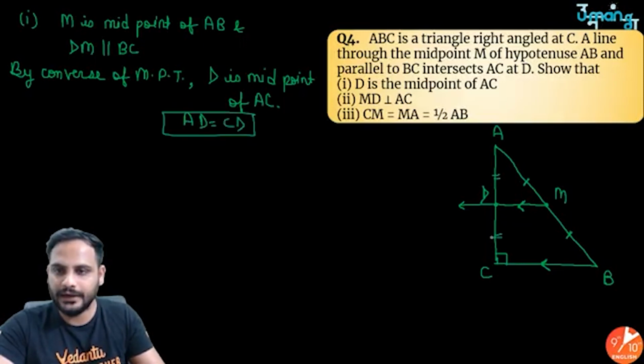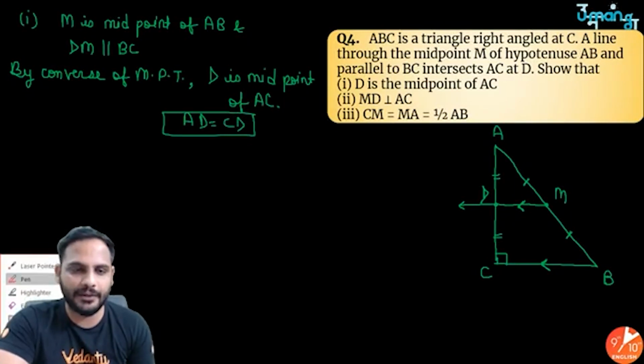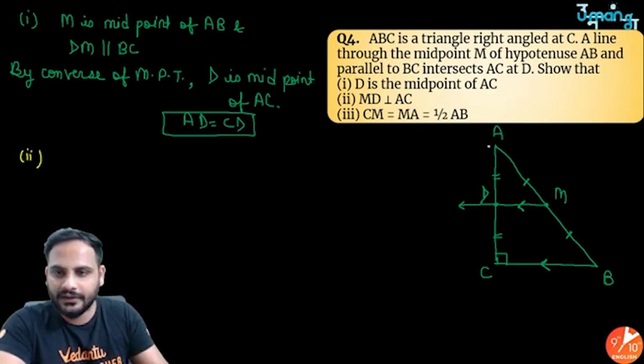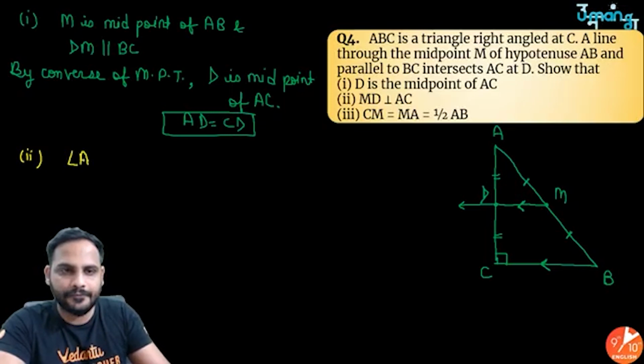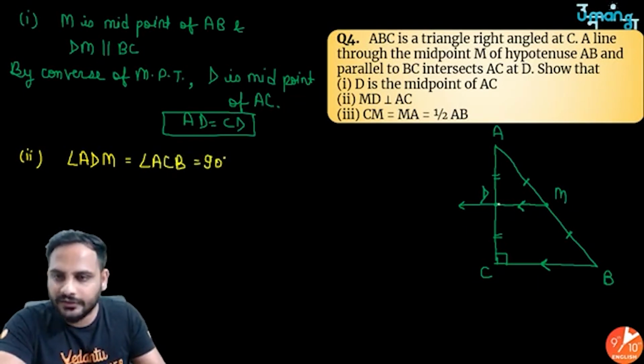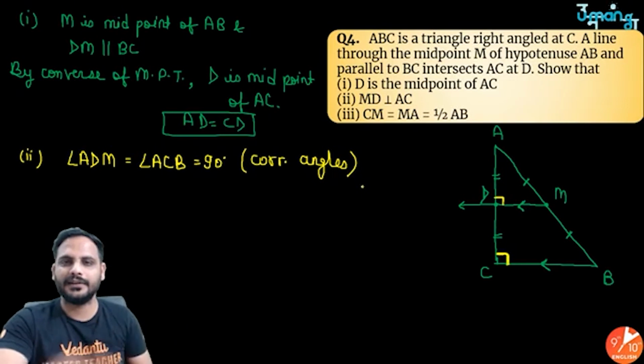First part done. Next thing, MD is perpendicular to AC. Ab dekho, MD is perpendicular to AC. Again, very easy proof. How can I say that? Simple thing, sir. I can say angle ADM is equal to angle ACB. Both will be equal to 90 degrees. What is the reason? The reason is, since DM and BC are parallel, this angle and this angle must be equal because of corresponding angles. So the reason here is corresponding angles.